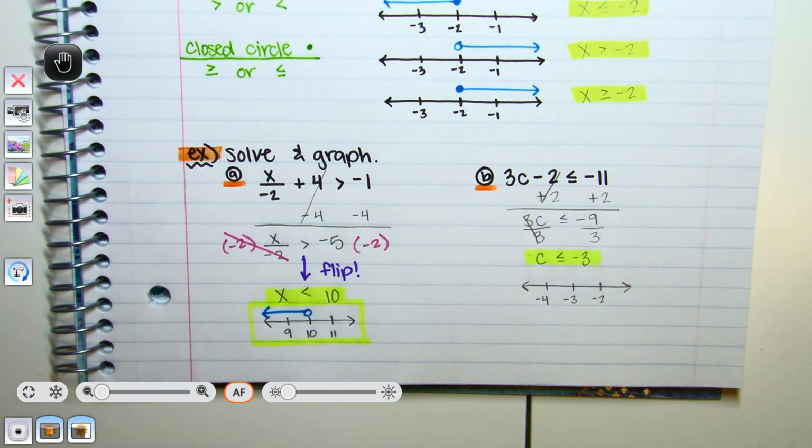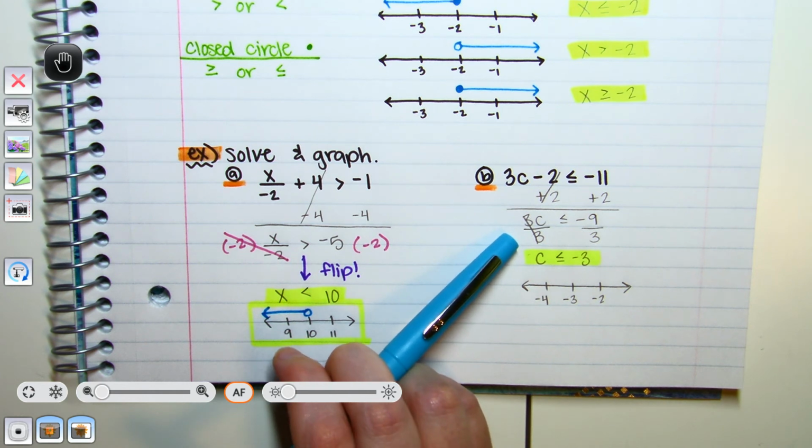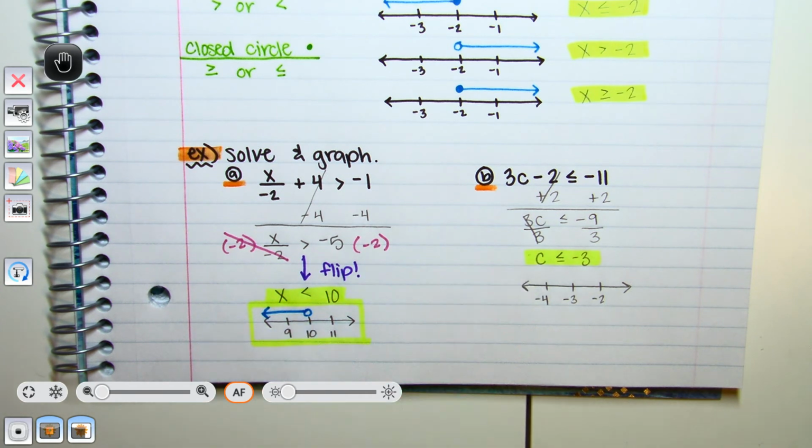Now I want to point out that you divided both sides by 3. So since you divided by a positive number, your inequality sign stays the same direction. Now I'm going to show you on this graph another way you can do it to make sure that you can still easily see where your dot is and what direction it's shaded.